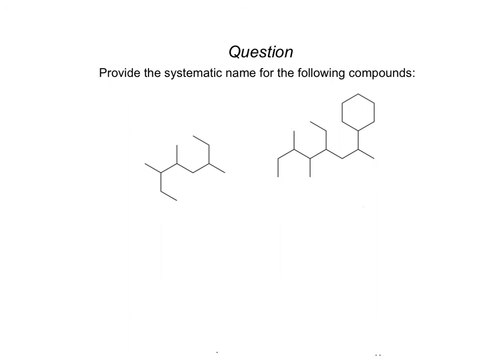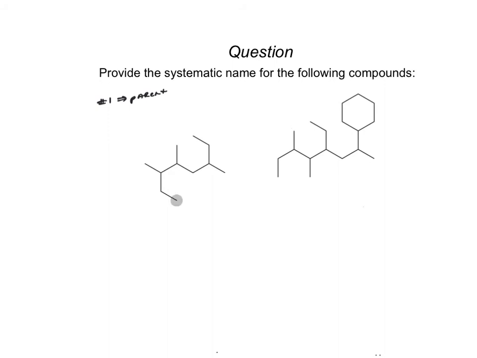Okay, so hopefully you gave this a little bit of time to work through these. So let's go through the answers, starting with the molecule on the left. Again, the first step is identifying the parent chain. So go ahead and write that down. We've got number 1, we're looking for the parent. The parent is going to be the longest consecutive carbon chain.